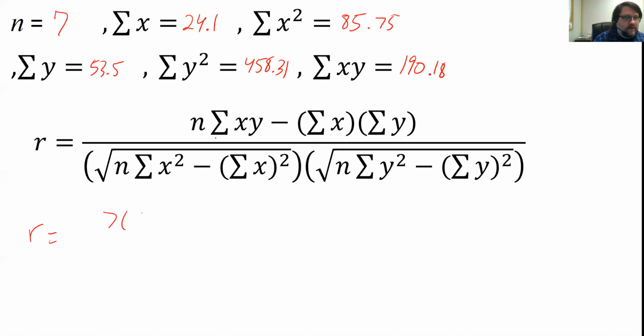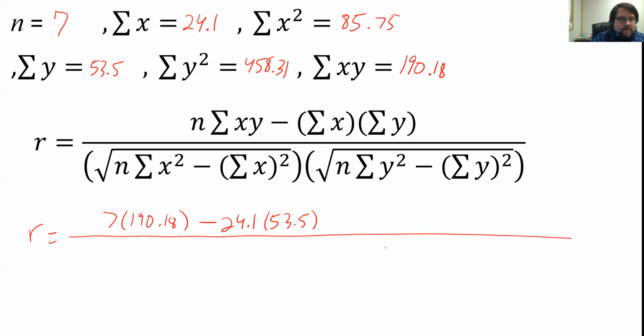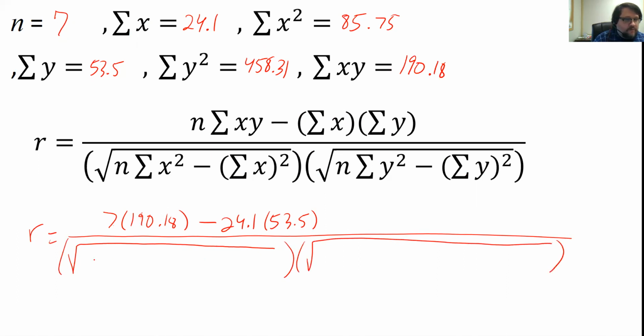So 7 times the sum of xy, so 7 times 190.18, minus the sum of x, so 24.1, times the sum of y, which was 53.5. So that's going to be our numerator. And then we're going to do the square root times the square root, okay? And so our first square root, again, sample size is 7.